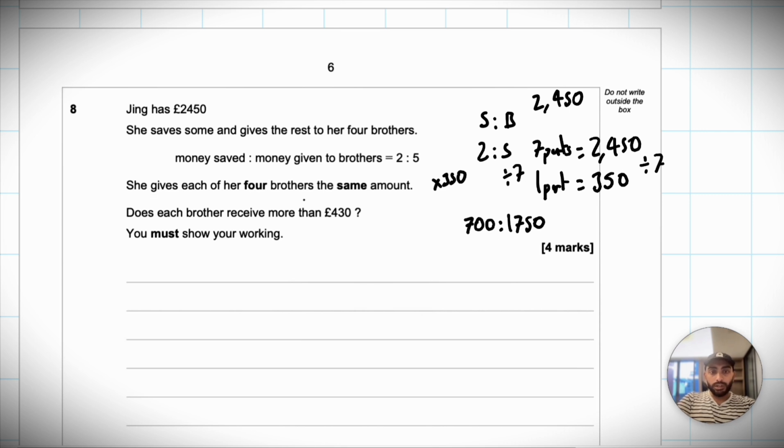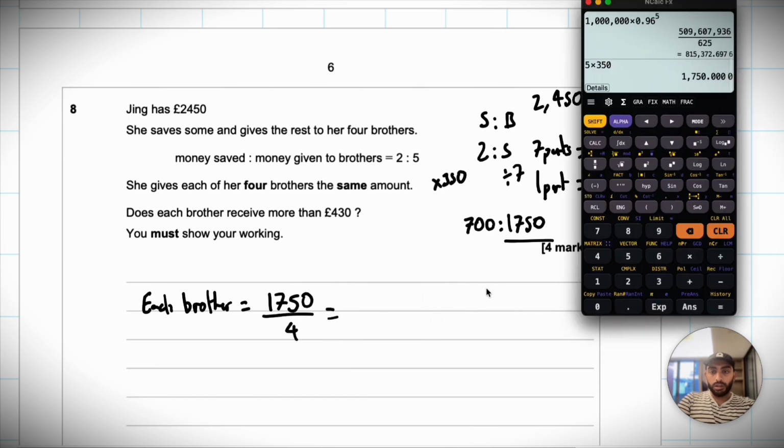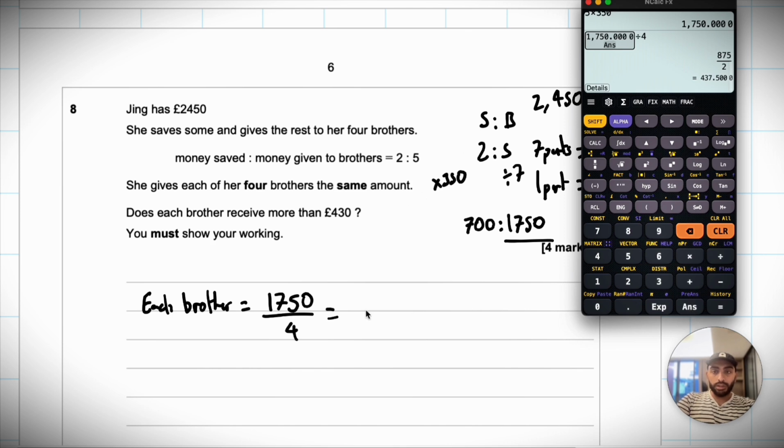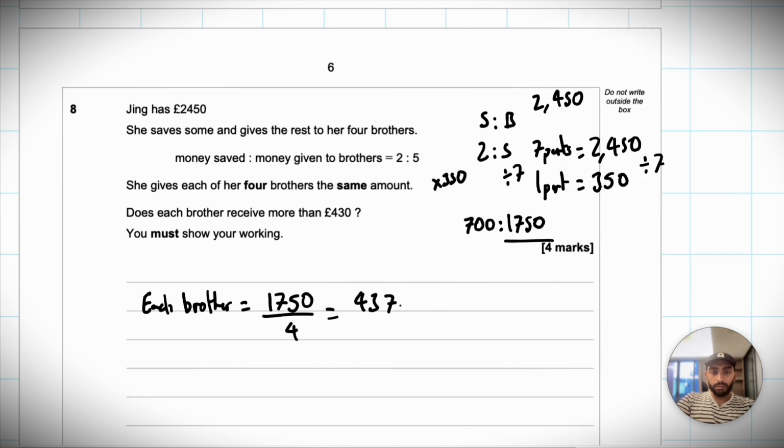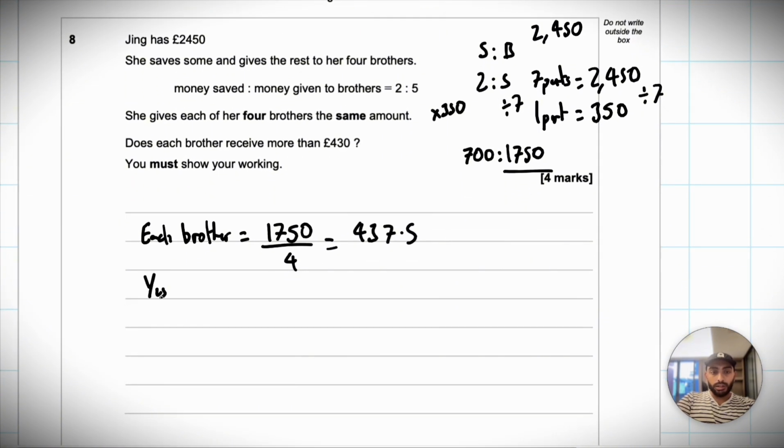She gives each of her 4 brothers the same amount. So let's just work out how much each of her brothers gets. We just need to divide this number by 4. So each brother receives 1,750 divided by 4, that is £437.50. Does each brother receive more than £430? So the answer is yes, they each receive £437.50, which is more than £430.